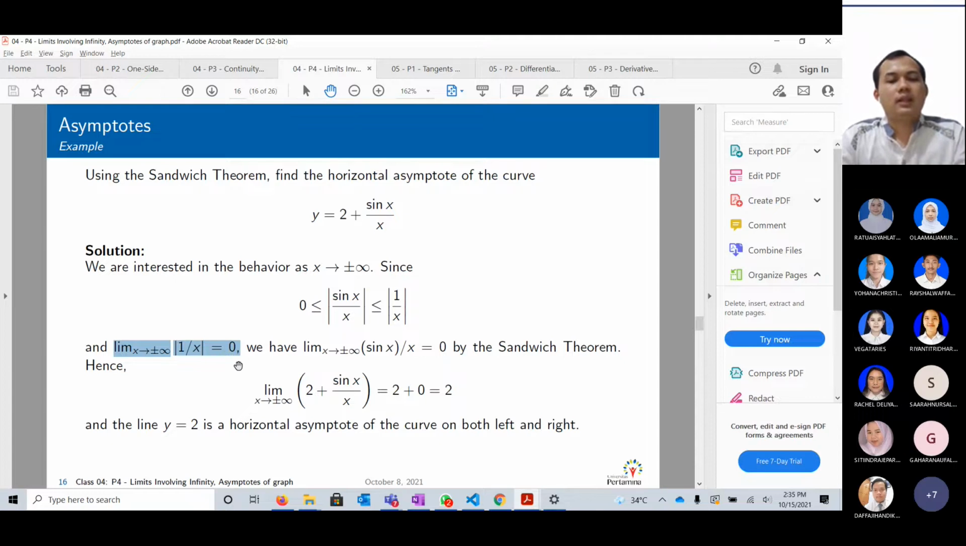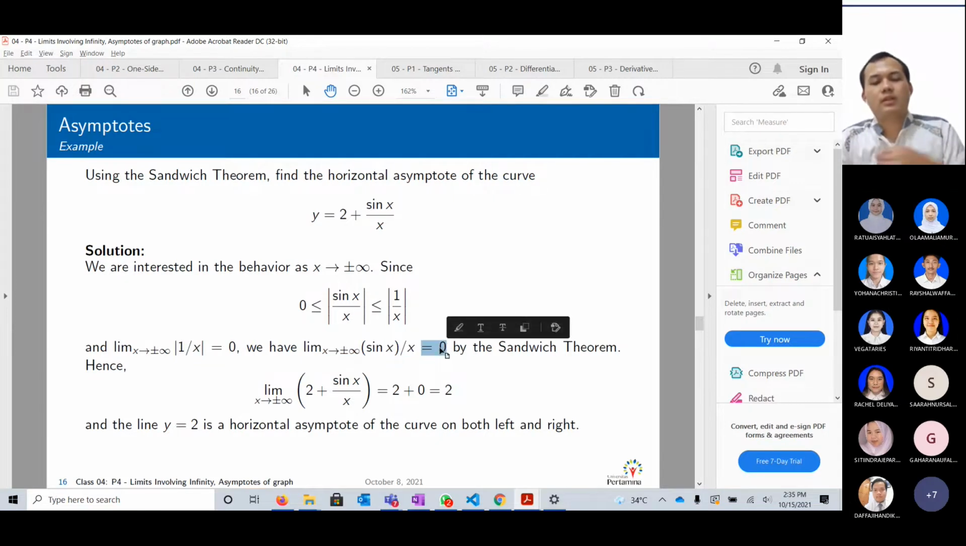Then since we have this, that means we have limit x goes to either positive or negative infinity of sin x over x will go to 0. This is by the sandwich theorem. In that case, we have that the limit as x goes to positive or negative infinity of y is equal to 2. So in this case, the line y equals 2 is the horizontal asymptote of the curve on both left and right. Left is because we go to negative infinity, right is because we go to positive infinity.